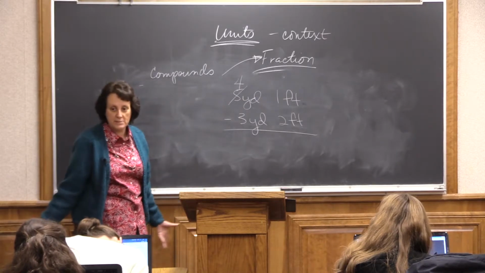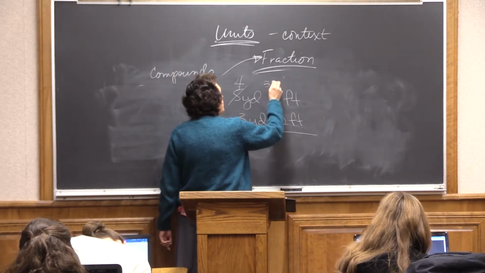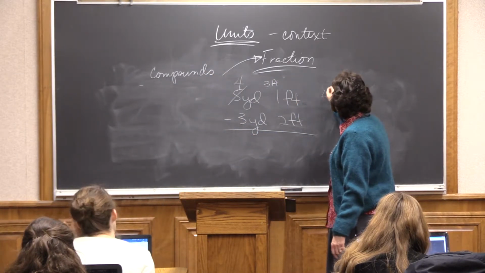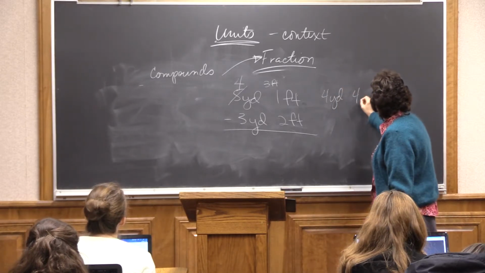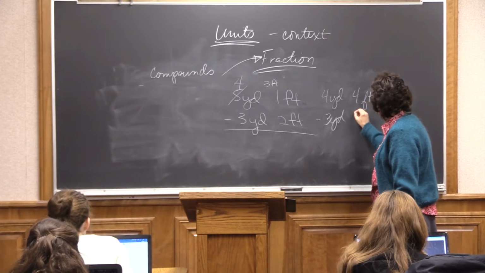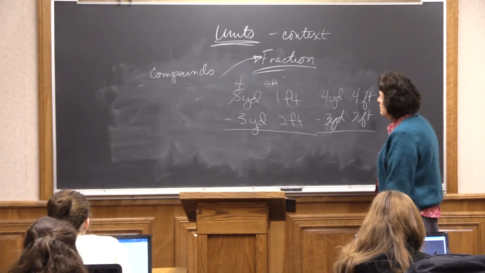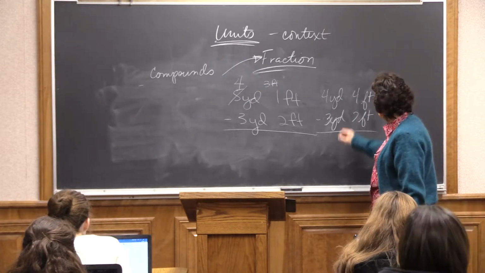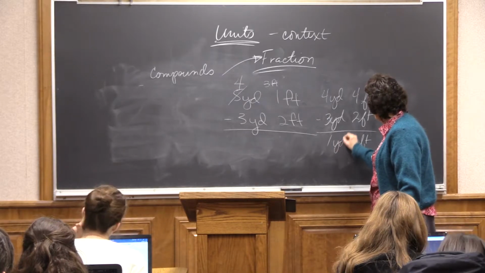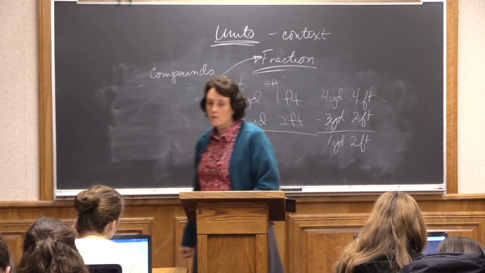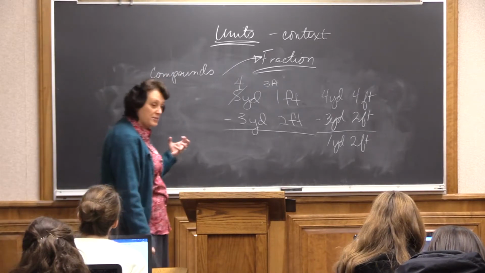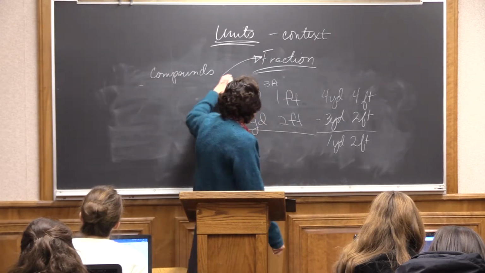This is exactly the same as fraction borrowing. So I'm going to borrow 3 feet, and now in the minuend I have 4 yards and 4 feet. Now I'm good to go with my subtraction. Very much parallel to subtraction of fractions. So then, 2 feet, 1 yard. 1 yard, 2 feet. So we have to do our compounds. We have to be able to add, subtract, multiply, and divide them.